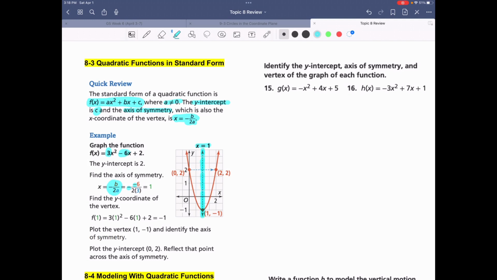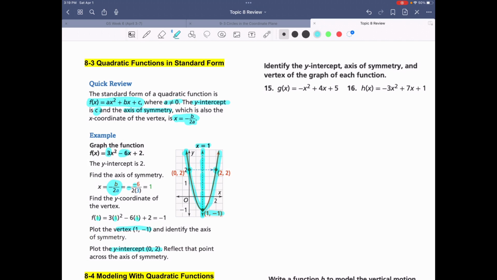And then when you plug in 1, which was what x equaled, you get -1. So that's your vertex on the axis of symmetry and at -1. Then you need to find the y-intercept. And so the vertex is here. The y-intercept was (0, 2) right here. And then you reflect it over to get this, and you can graph your parabola.